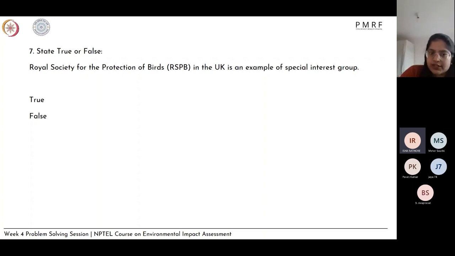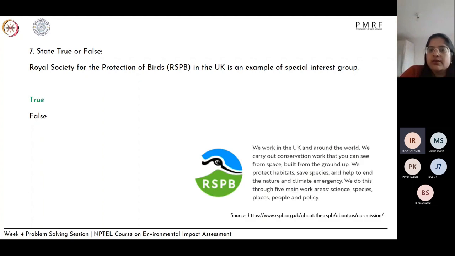And the Royal Society for Protection of Birds is one of them. So the statement is true. And they basically have five main work areas, which is science, species, places, people, and policy. And they look at protecting habitats, saving species, and helping to end the nature and climate emergency. So the correct answer is true. It is a special interest group in the UK.